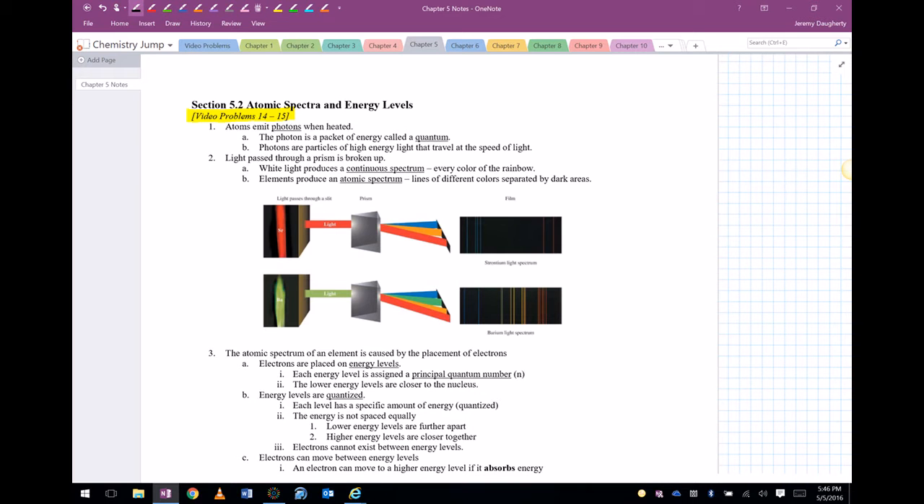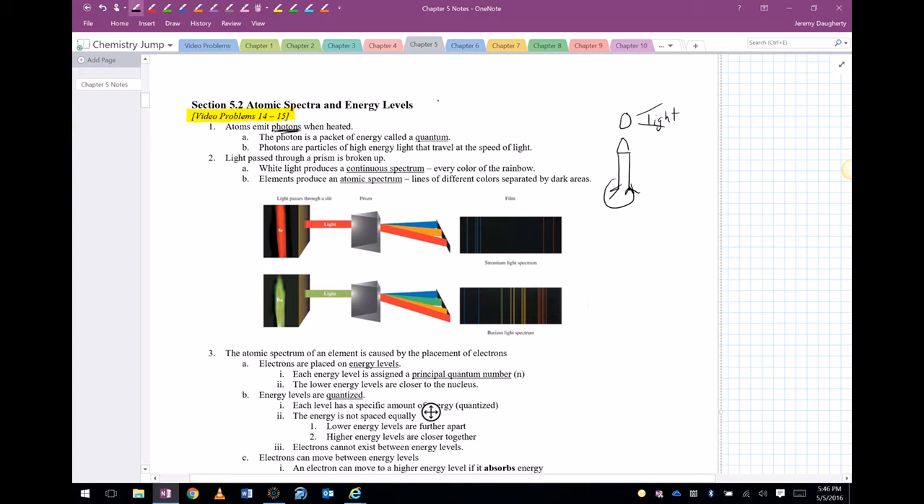So, atoms emit photons when they are heated. You're going to be doing a lab about this, and you'll take some chemicals. Let's say here's the chemical, and you're going to put energy into that chemical via a Bunsen burner. You'll see that this gives off visible light when it's heated, when energy is put into it. And what it's really doing is giving off a photon.